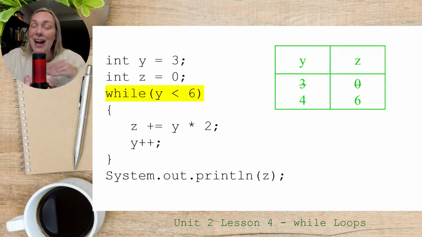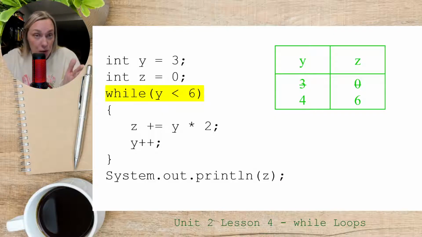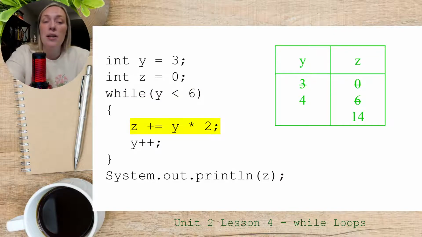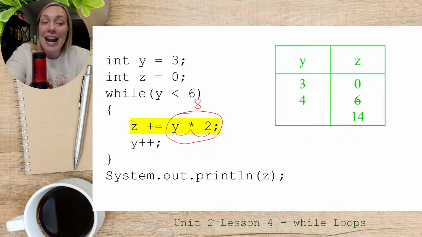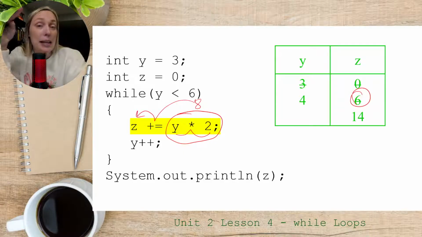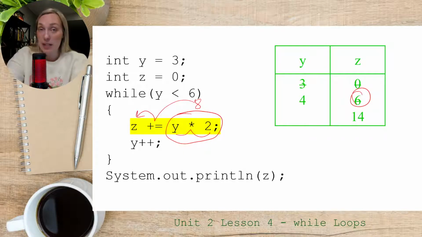So is Y still less than 6? That is true. So I'm going to run those 2 statements again. So this time, Y has the value of 4. Okay. 4 times 2 is 8. And then I add it to the current value of Z. And the current value of Z was 6. So 6 plus 8 is going to give me 14.